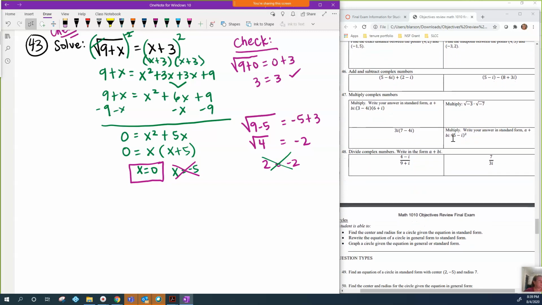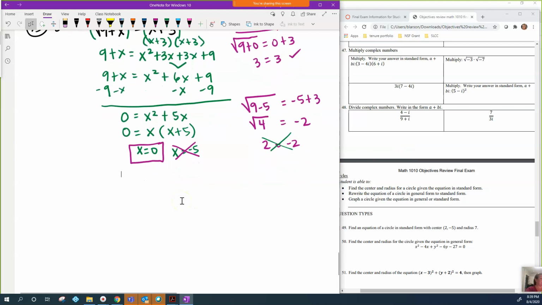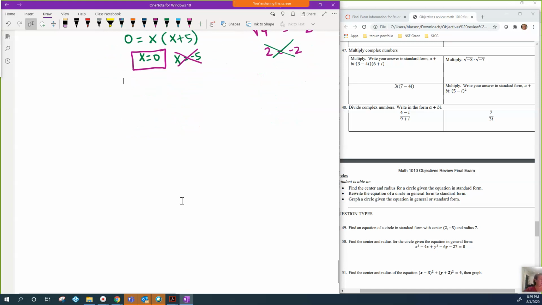We had a request to look at some of these down here with the form of a plus bi. So let's look at number 47, because that actually will give us a few different things to look at there. It envelops a lot of it.